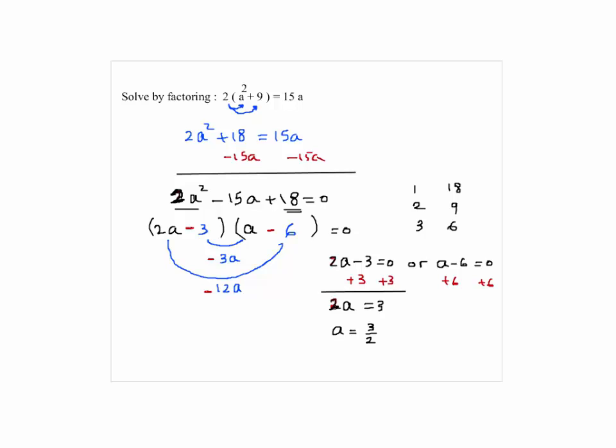Right. So you let each parenthesis be equal to 0. You isolate the variable a. So a would be equal to 6, and a would be equal to 3 over 2. Again, we can check our answer by substituting these values for a, see if they add up to equal each other, which it does.